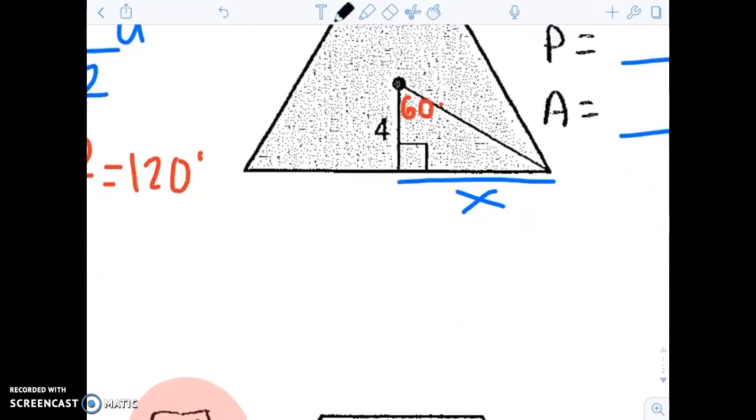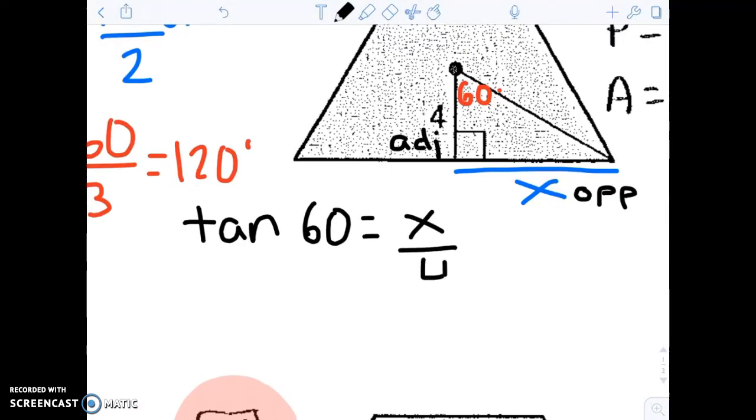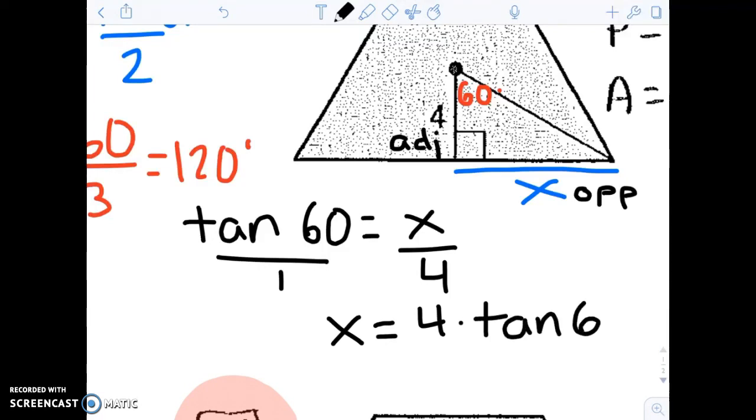So now we're going to do trig. In that little right triangle, I know X is the opposite side, and 4 is the adjacent side. So to find X, I'm going to pick tangent. So I'm going to go tangent of 60 equals opposite over adjacent. If I put that over 1 and now solve for X, I know to get X, I will take 4 times the tangent of 60. So for this problem, X is going to be 6.9.